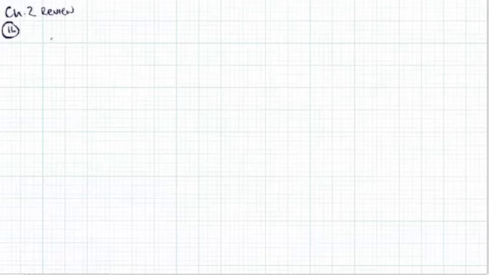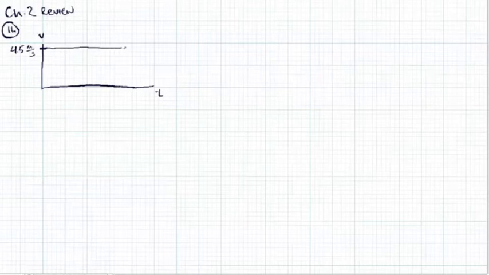We have a bicyclist that is repairing his bike and is at rest, and his friend moves by him at a constant velocity. So right off the bat, I'm going to illustrate the friend here. So this is going to be a velocity versus time graph. So the constant velocity of the friend is 4.5 meters per second. And the friend continues to move at this velocity on down the road.